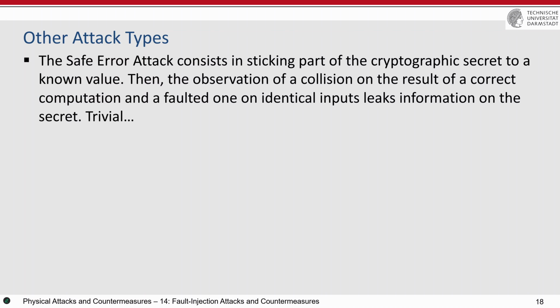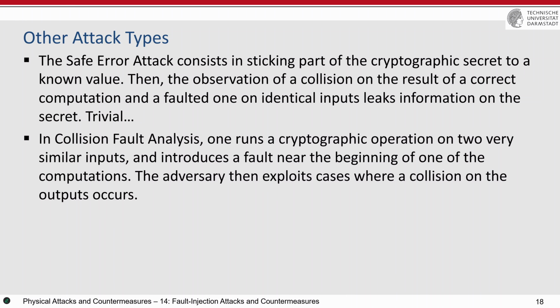Now, there are other attack types, not only DFA, not only differential fault attack. The safe error attack is something that you have seen, we discussed. It is a super trivial attack by sticking part of the encrypted cryptographic secret or intermediate values to a known value, to 0 or to 1. There is another type of attack which is called collision fault analysis.